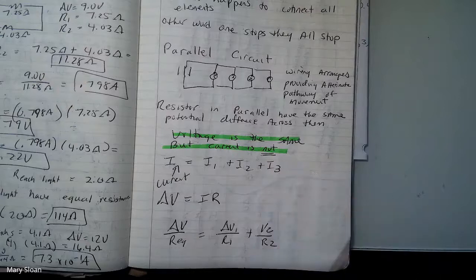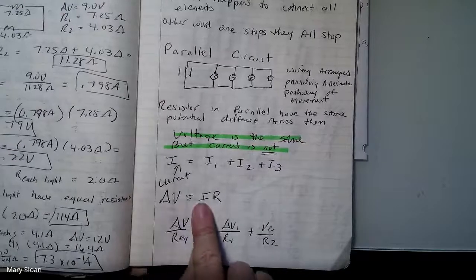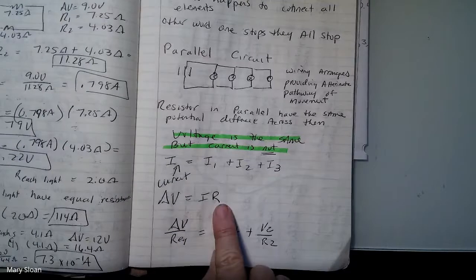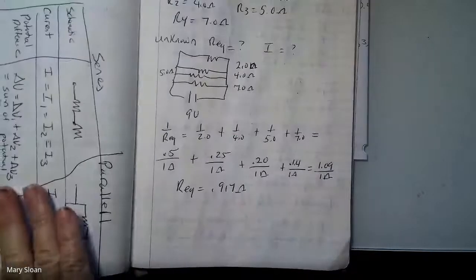So when we are going through, remember how we did yesterday when we were looking for the current and the resistance and things like that, we had certain math. Well, today we're going to have something different. We're still using Ohm's law, the change in voltage equals current times resistance. But this time we're going to do something a little bit different.